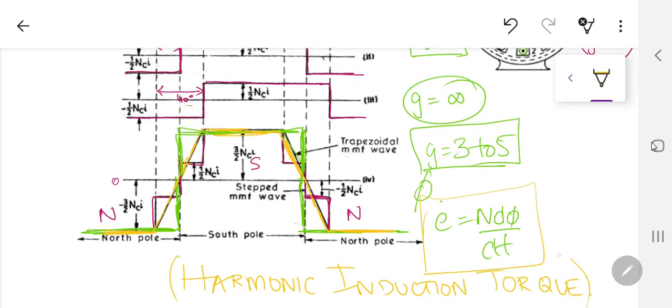Up till now, we have talked about that there is a fundamental waveform which is rotating, supplying a 50 hertz and rotating with a speed ns. And then there is a rotor EMF, and that is also producing an MMF which is also moving with the same speed ns, and these two are going to give rise to an induction torque that is actually the fundamental induction torque, by which the induction machine moves.